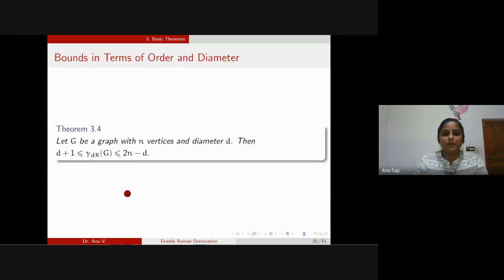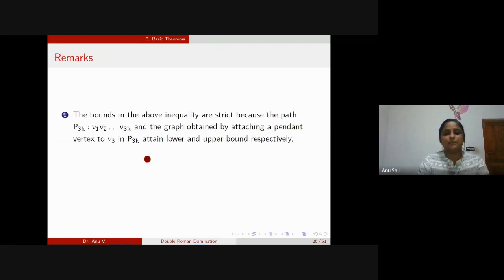Now, bounds for gamma_dR in terms of order and diameter. Let G be a graph with n vertices and diameter d. Then the double Roman domination number lies between d plus 1 and 2n minus d. These bounds are sharp. There are examples.